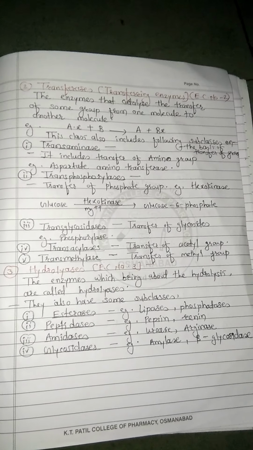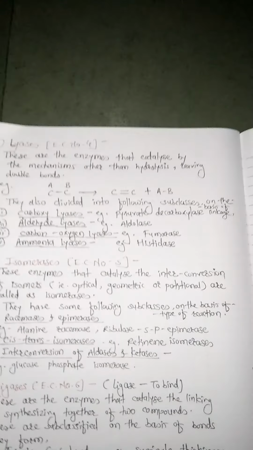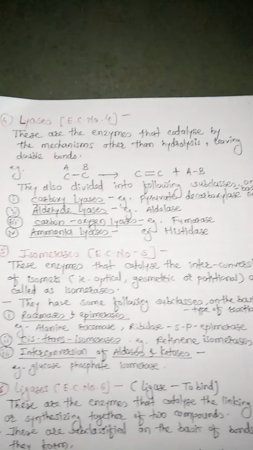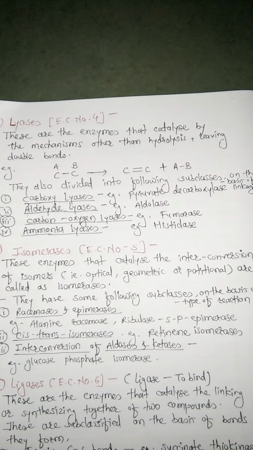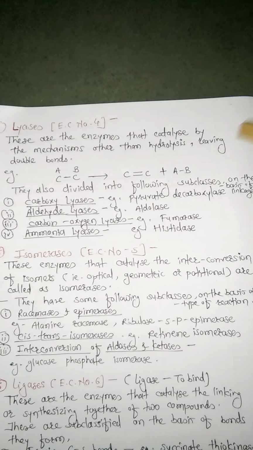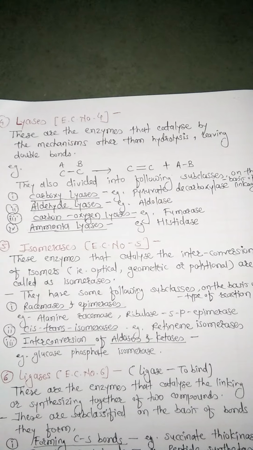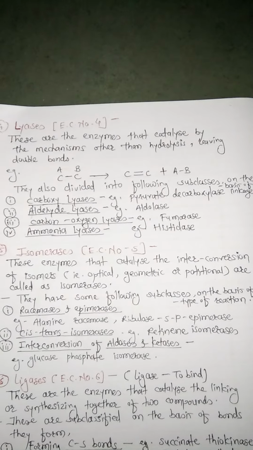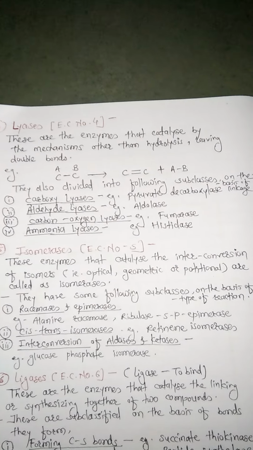So these are the first three classes of the enzymes. Now moving towards the next one, that is lyases. What does lyases mean? Lyases are denoted with the Enzyme Commission number 4. These are the enzymes that catalyze mechanisms other than hydrolysis, leaving a double bond. Here there is formation of a double bond in this enzyme.